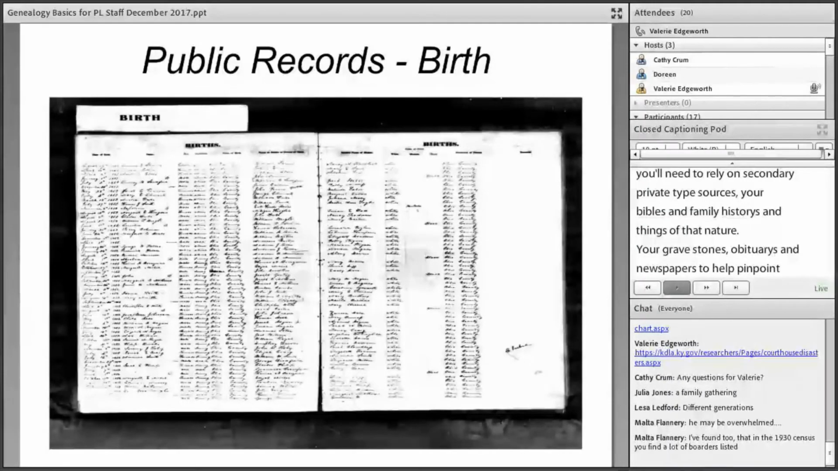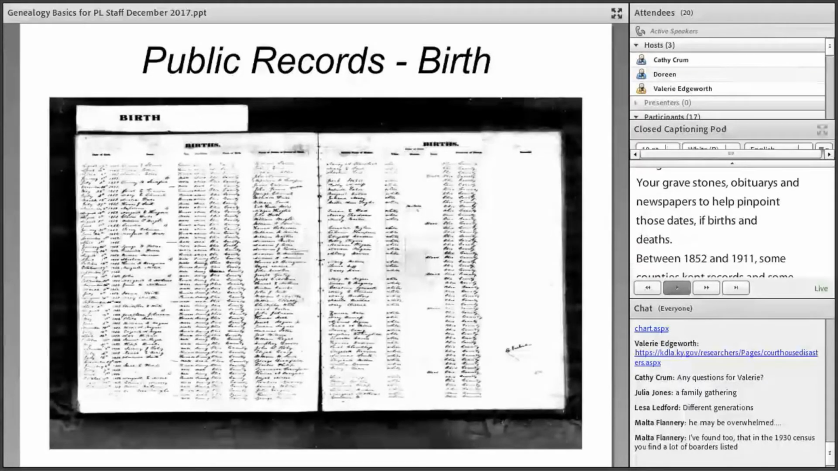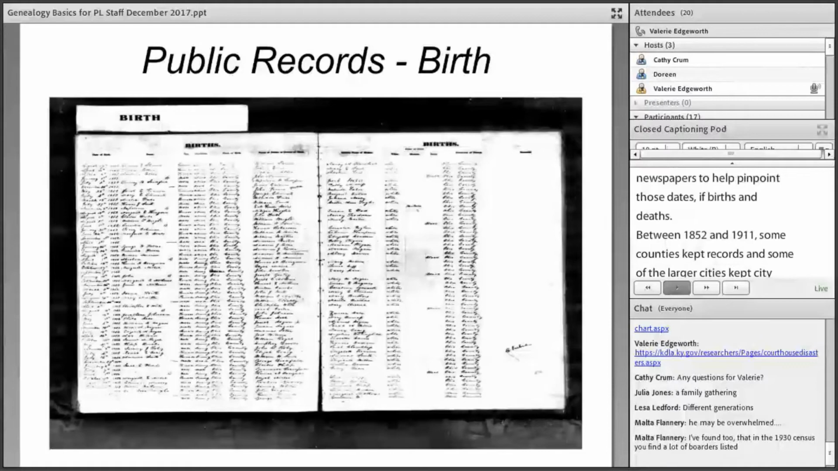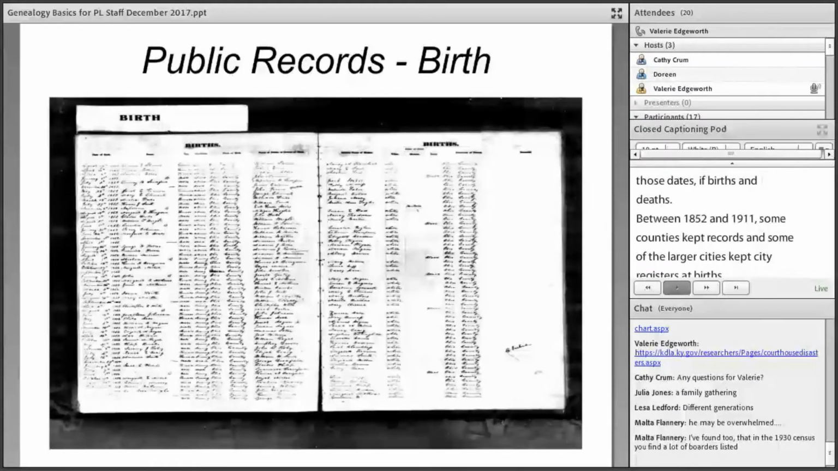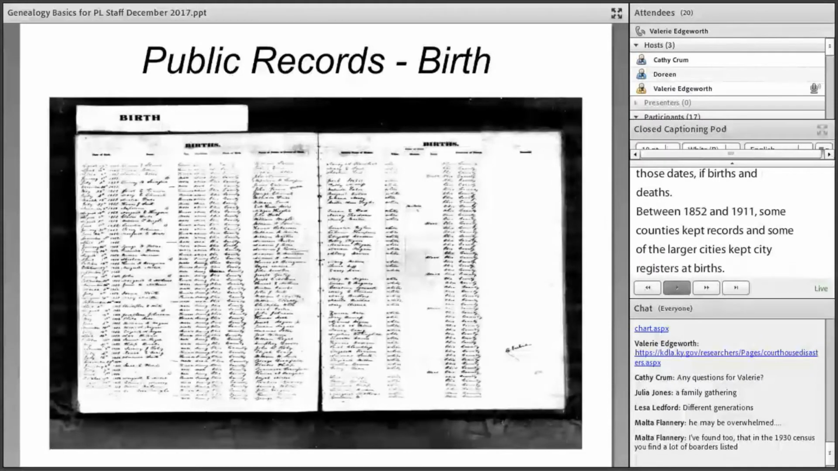1911 is the second date. Between 1852 and 1911, some counties kept record. Some of your larger cities kept city registers of births. In 1911 is when our most recent vital statistics law passed that required that all births and deaths to be registered with the state. And so this is actually a register listing from 1852.